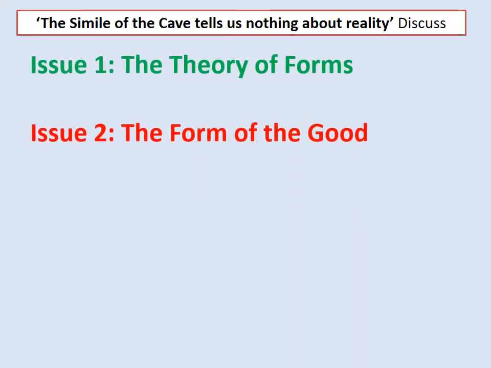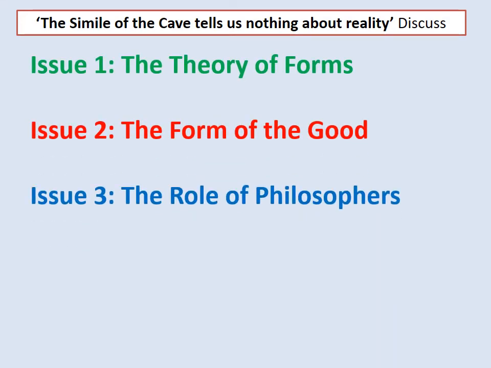Okay, these are the three perils that I would be writing. I'd do issue one, talk about the theory of the forms. Talk about the arguments for, arguments against, evaluate. Issue two, look at the idea of the form of the good. Arguments for, arguments against, and evaluate. And issue three, look at the role of philosophers.